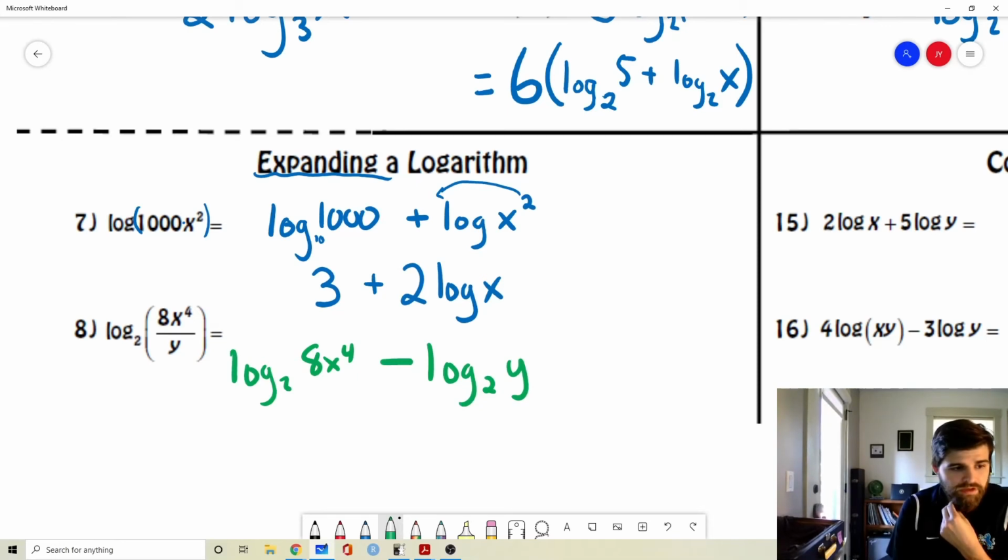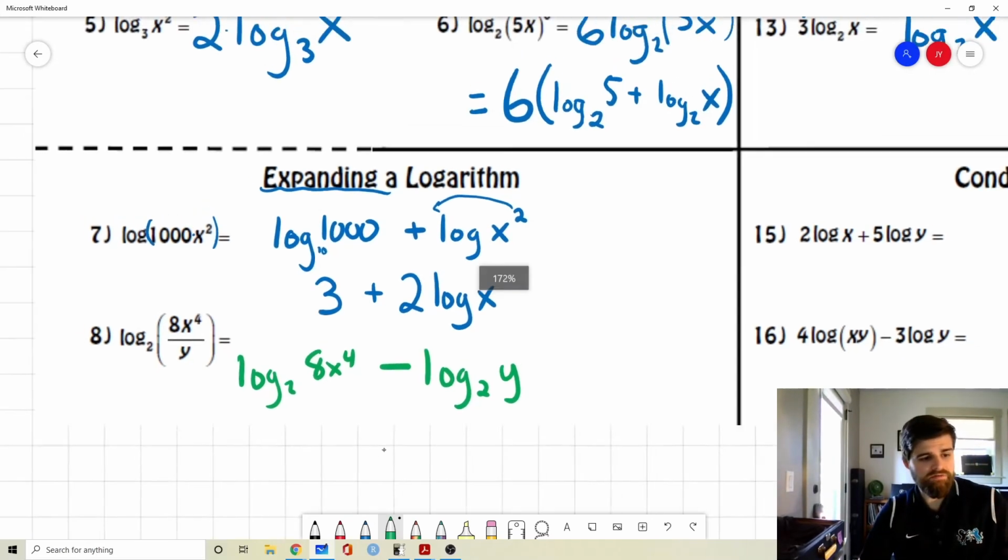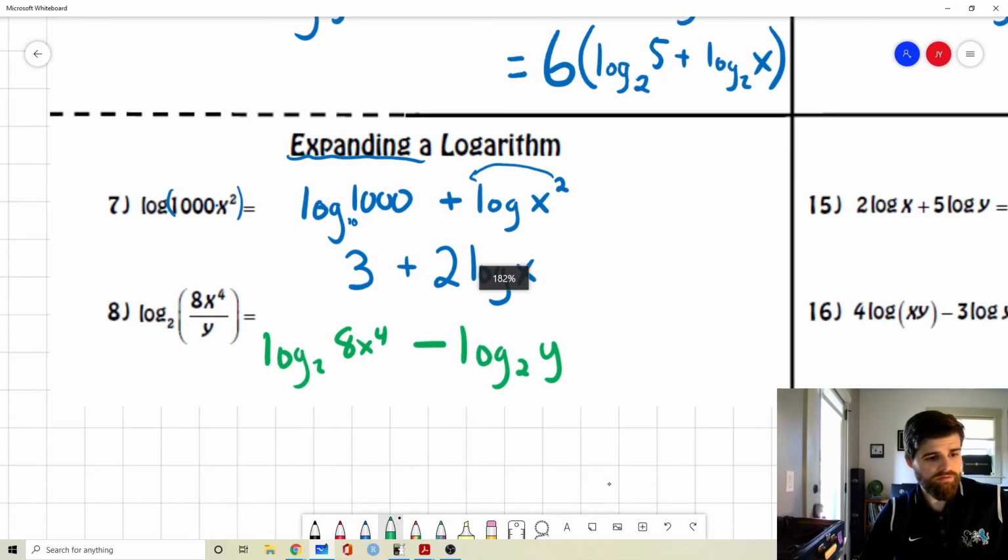Cool. So notice that I was dividing, so I switched this to log minus log. See if you can finish this one off. Maybe pause the video and check as I go through it.